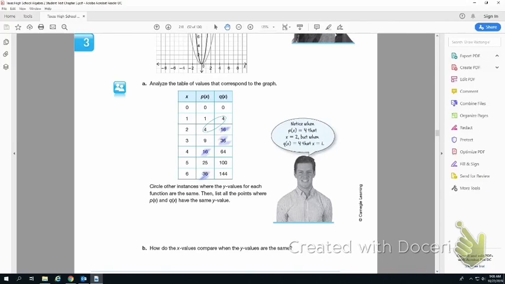So if I was to write out those points that we have emphasized up there, for p of x, the parent function, I've got (2, 4), (4, 16), and (6, 36). For q of x, I have (1, 4), (2, 16), and (3, 36). So what is happening to the x values whenever that b value became 2?